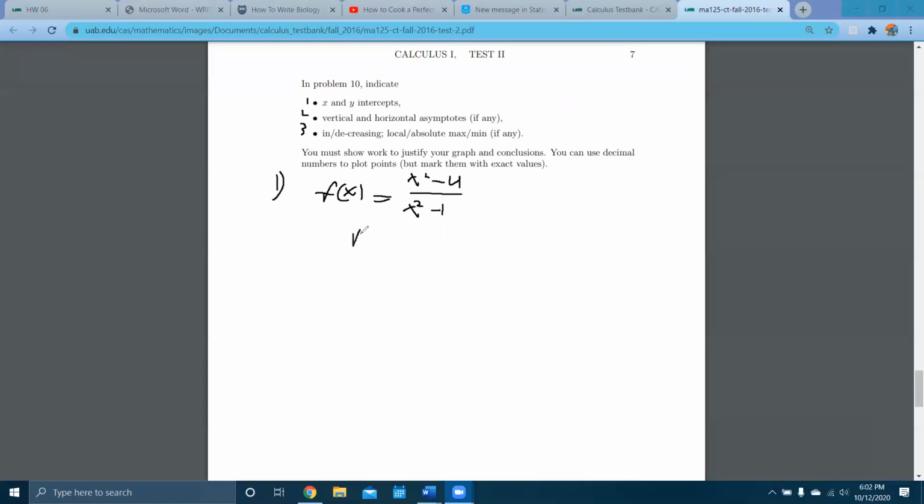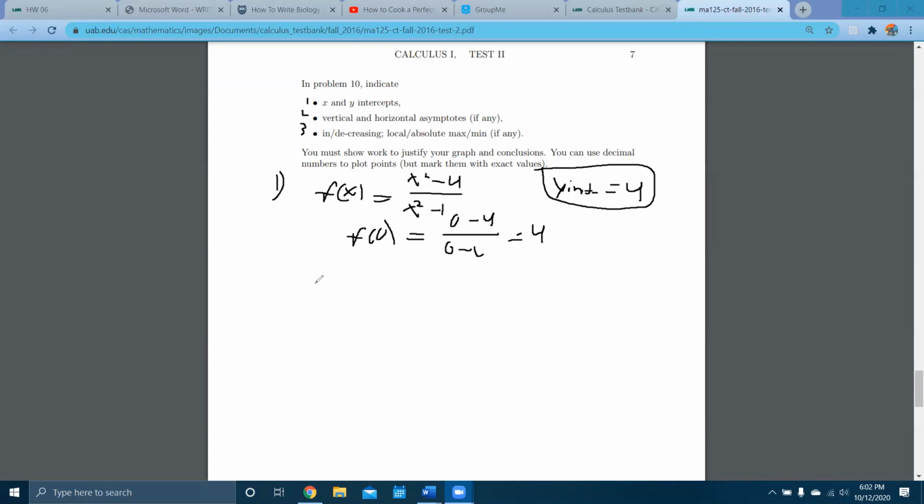So first thing we're going to do is f of 0. This is going to give us our y-intercept if there is one. So we get 0 minus 4 over 0 minus 1. You get that 4 is your y-intercept. So y-intercept is equal to 4.